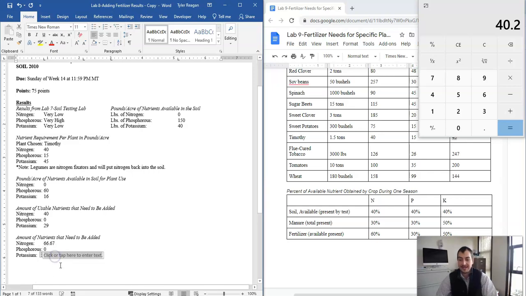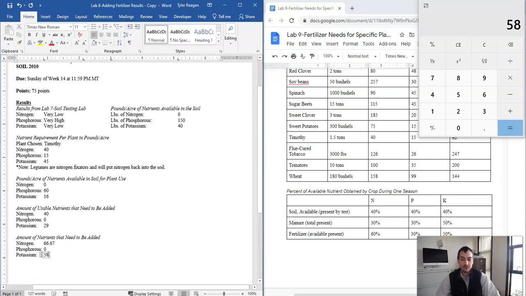Well, what about potassium? How much potassium do we need to add? With potassium, we need to do it the same way as we calculated the amount of nitrogen. We need to add 29 more pounds of usable nutrients. And out of the total amount that we add, only 50% of it is going to be usable, as it says right here on this table. So how do we calculate that? We take that 29 divided by 0.5, and that gives us 58.